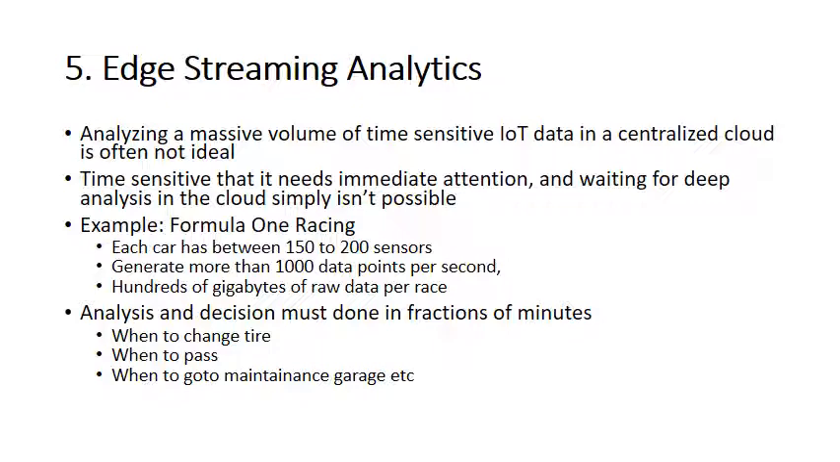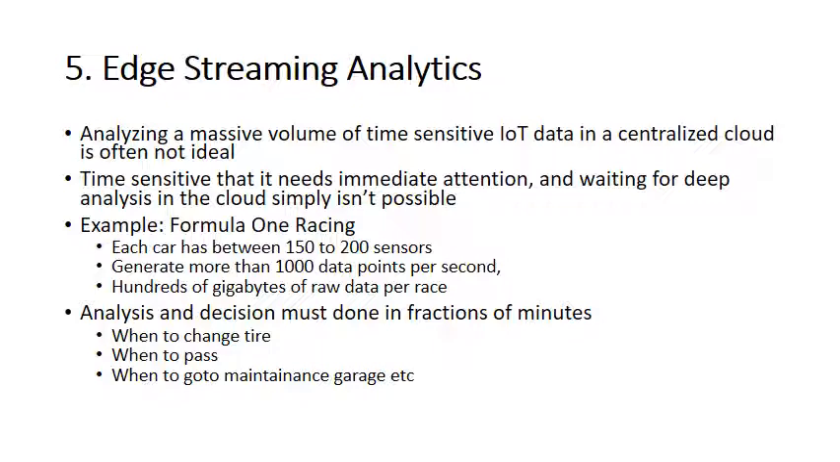If you take the Formula One racing example, each car may have around 150 to 200 sensors. They will generate a lot of data per second. So maintaining or processing all this data in a small amount of time is very difficult. But still, based on the requirement, we have to have our own infrastructure.